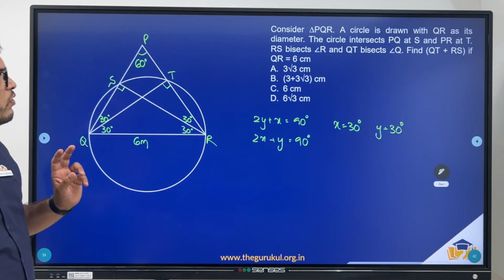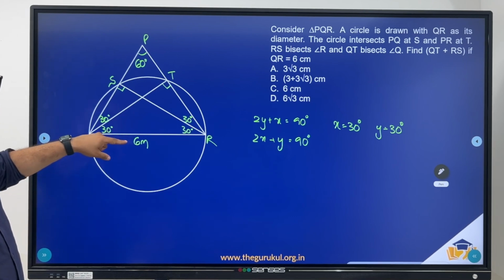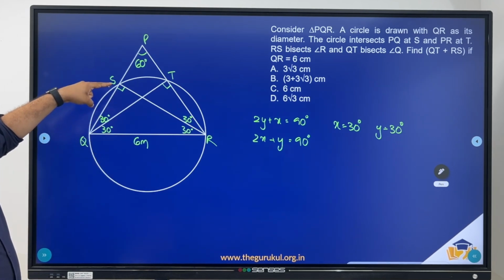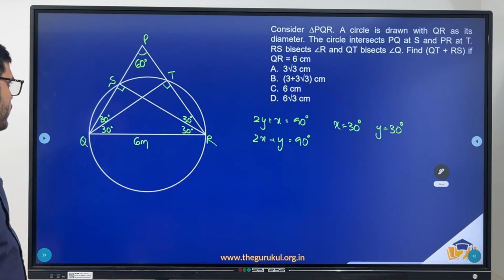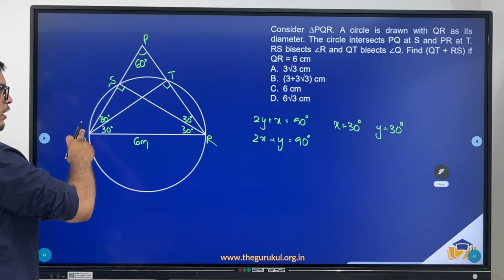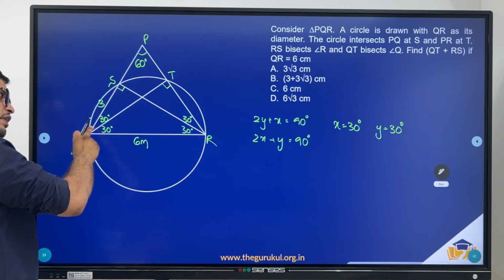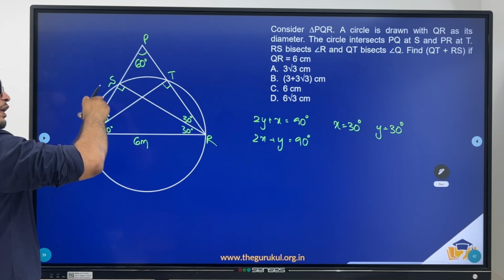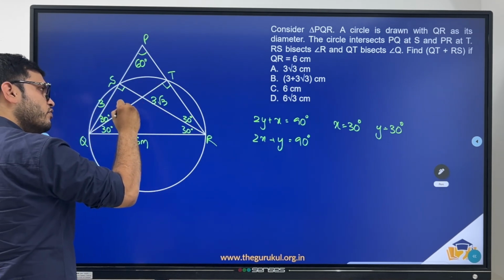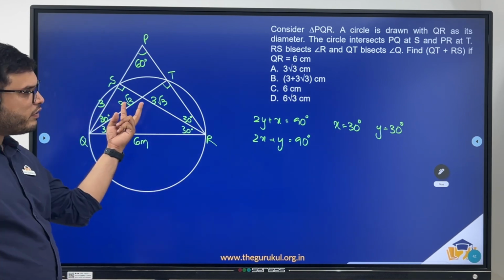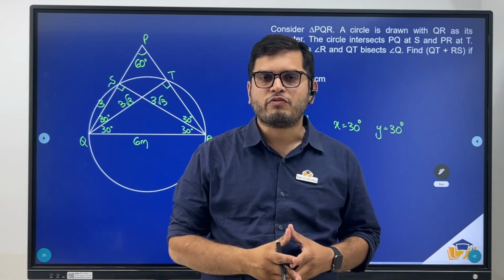Now what was asked? We are asked to find QT plus RS. Now given that the length of the side opposite to 90 degrees is 6 centimeters, the length of the side opposite to 30 degrees will be half of that, which is 3, and the length of the side opposite to 60 degrees will be root 3 times this. So this is 3 root 3, and similarly QT is also 3 root 3. We are asked to find the sum of these two, and 6 root 3 centimeters should be the answer to this question.